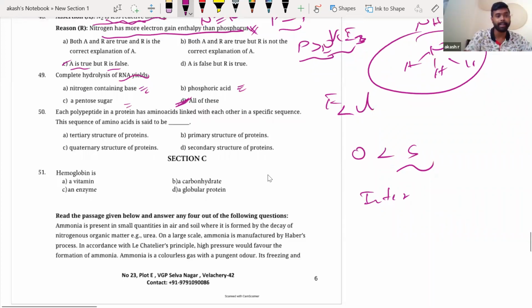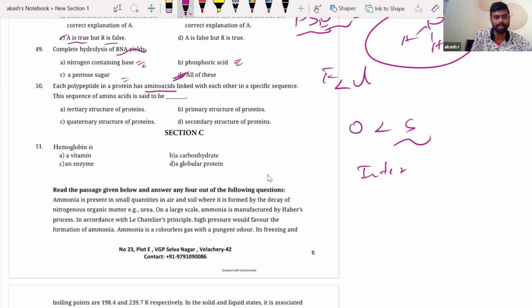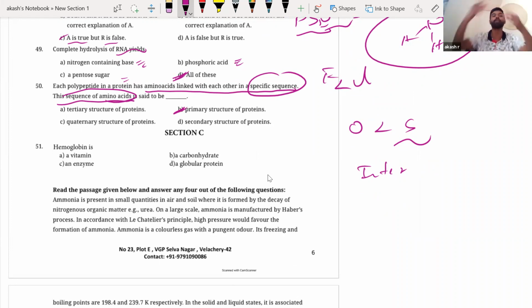Okay, next. Each polypeptide in the protein has amino acids linked with each other in a specific sequence. This sequence of amino acids is what is called primary, because in primary, we just talk about what the sequence of amino acids is. In secondary, tertiary, and quaternary structure, we talk about how the primary structure folds to bring this complicated structure. We saw the complicated structures in the class, right? So that is different. So the answer to this is primary.